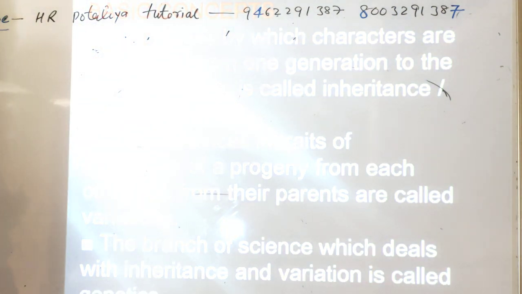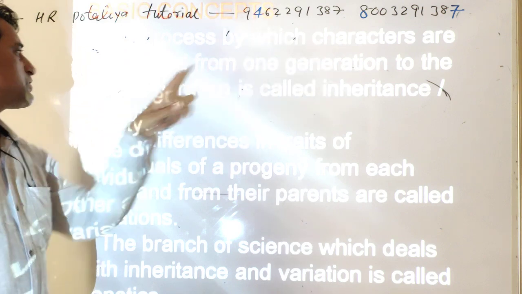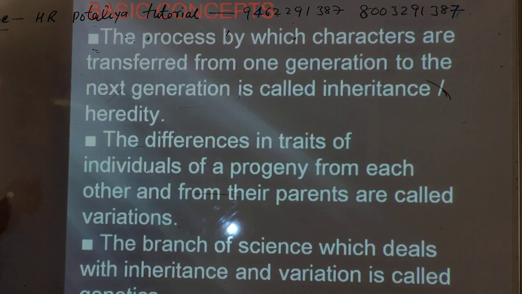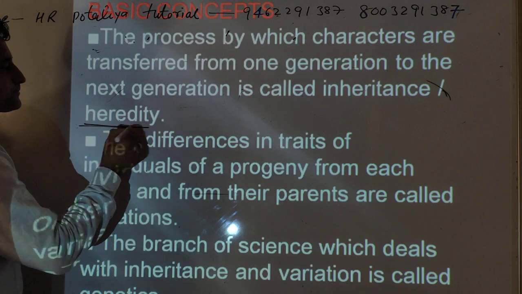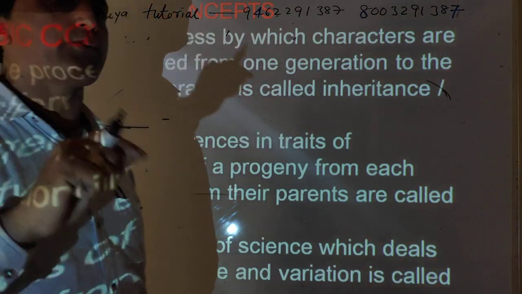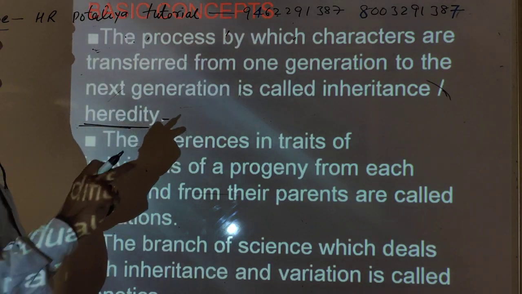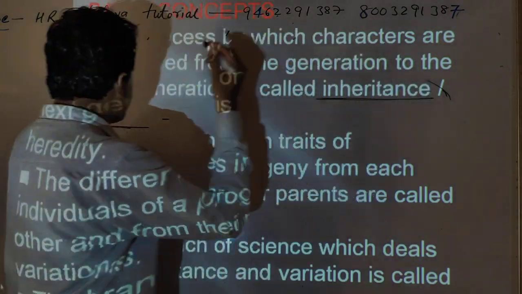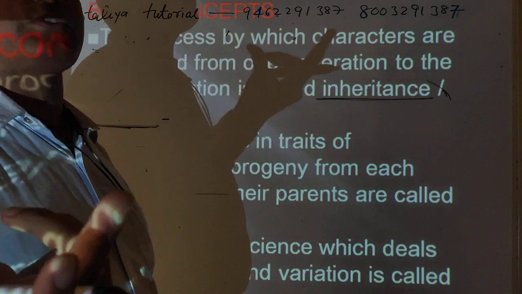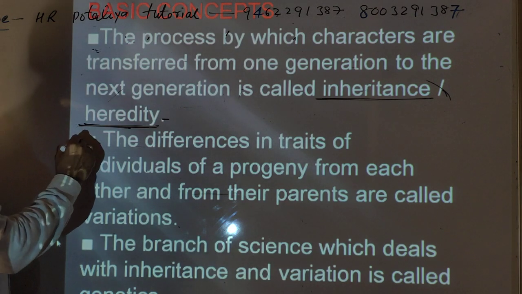The process by which characters are transferred from one generation to the next generation, that is inheritance as well as heredity. Itna hi yaad rakhna hoga heredity mein, the traits which can be transferred from one generation to another generation. Character ka ek generation se dusre generation mein transfer hone ka jo process hai, wo inheritance hai. That is inheritance, also known as heredity. Correct?